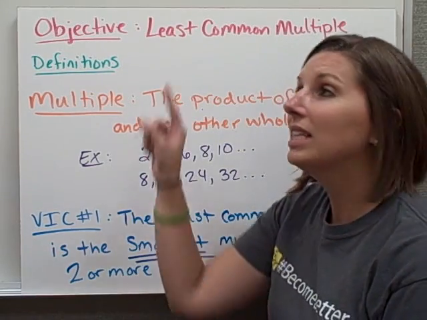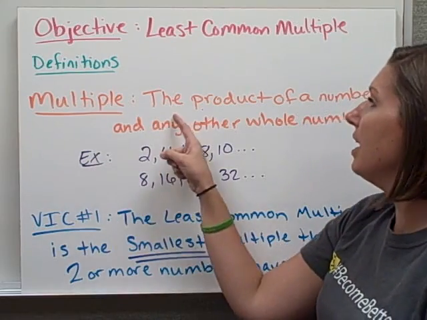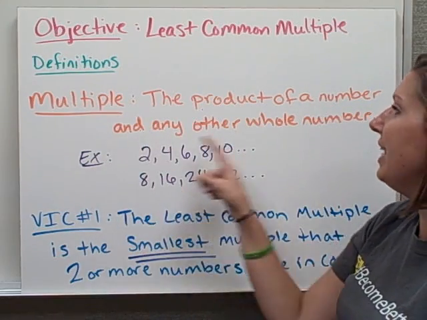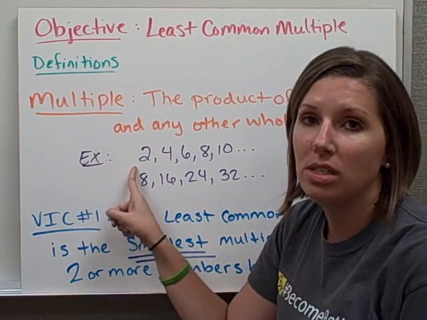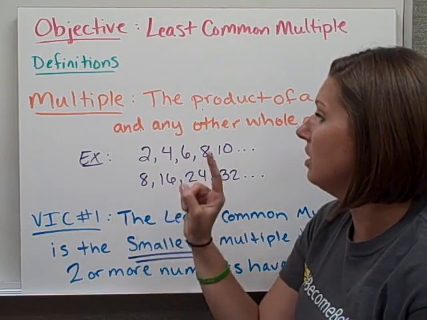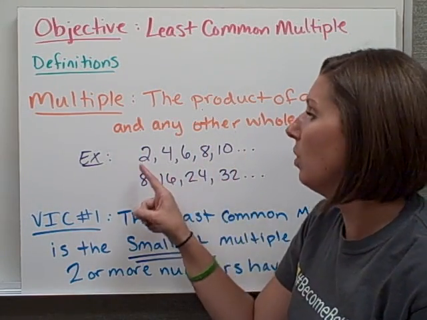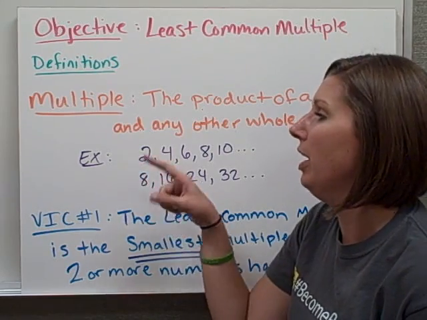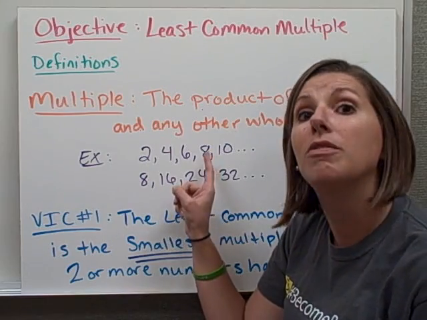Today we're talking about the least common multiple. Some definitions. A multiple is the product of a number and any other whole number. For example, 1 times 2 is 2, 2 times 2 is 4, 3 times 2 is 6, 4 times 2 is 8, 5 times 2 is 10. So what I'm doing is I'm taking the number 2 and I'm multiplying it by 1, by 2, by 3, by 4, by 5, and I'm getting these multiples of 2.